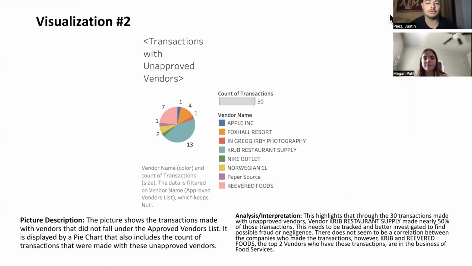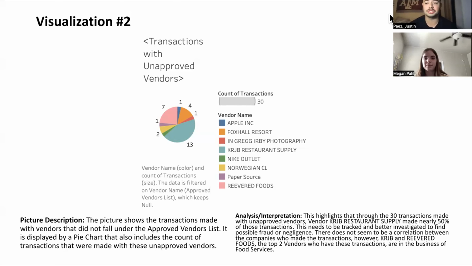Yes, thank you, Megan. So to dig deeper into interpreting the pie chart for the unapproved vendors, it's important to point out that the KRJB restaurant supply was half of the transactions that were made with an unapproved vendor. A serious risk in these situations is what if you have an employee who decides to create their own vendor that's unapproved and unchecked, and they could be sending these transactions right to their own bank account, which would be massive fraud.